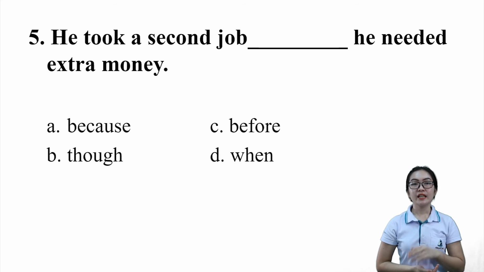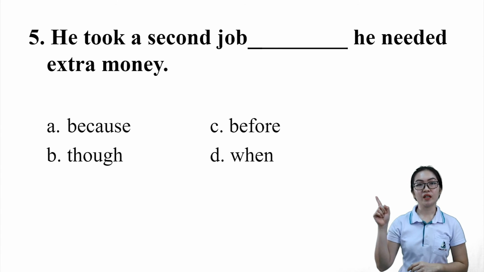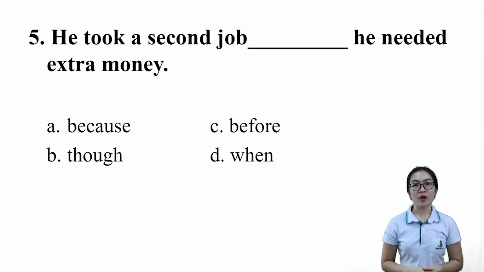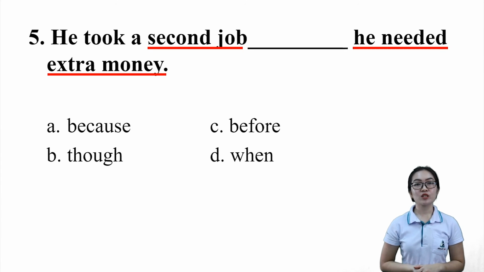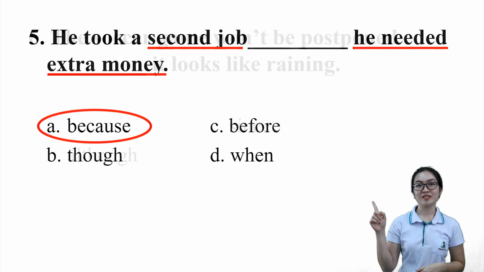Number 5. He took a second job, blank he needed extra money. A. Because. B. Though. C. Before. D. When. Understanding the relationship of the two clauses here, taking a second or another job means one badly needs money. He needed extra money only supports or explains the necessity of the first clause. Therefore, the conjunction should introduce a reason. Which do you think is the correct answer? Correct. It's letter A, because.